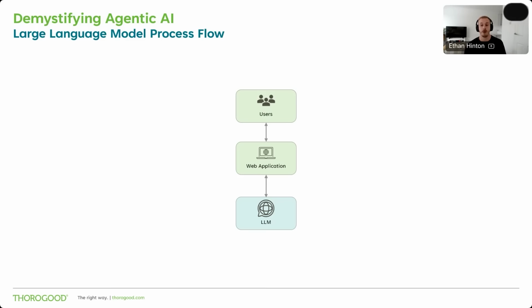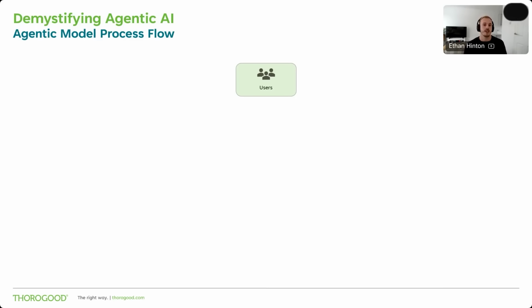And secondly, if you want the model to actually perform an action, such as send an email or maybe query a database, it doesn't have the ability to do that. So these are the challenges that agentic AI really aims to solve.